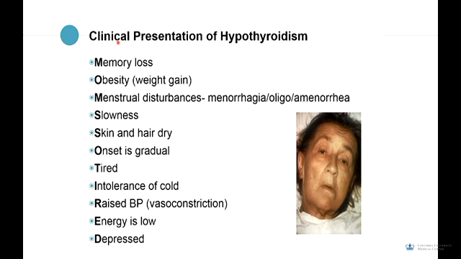What is the clinical presentation of hypothyroidism? There's a nice mnemonic called MOM'S SO TIRED, and here's Mom. She has memory loss, obesity, menstrual disturbances, slowness, her skin and hair are dry, gradual onset, she looks very tired, intolerant of cold, high blood pressure, low energy, and she looks pretty depressed.